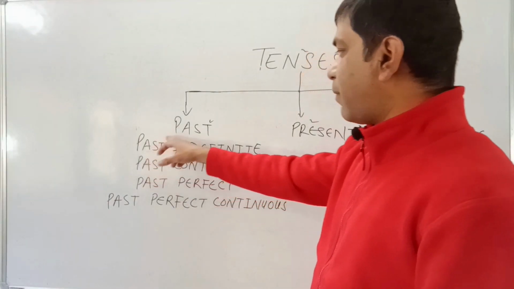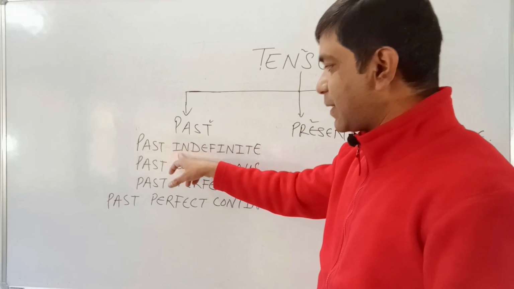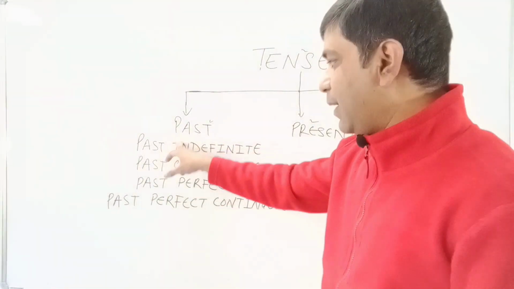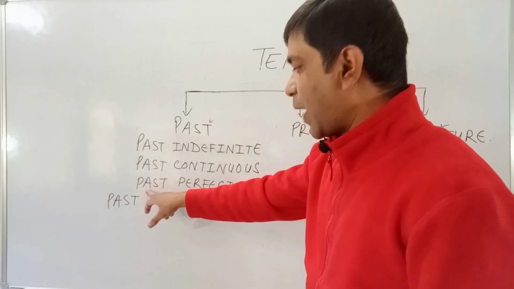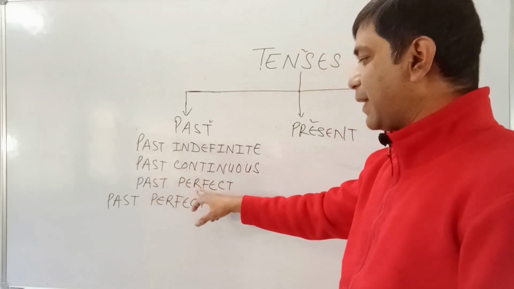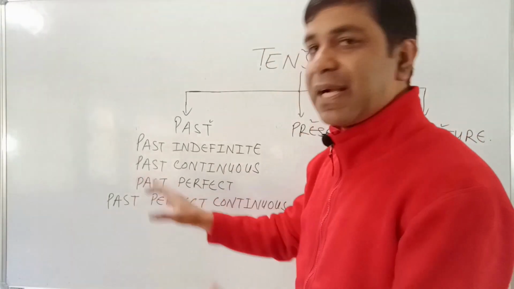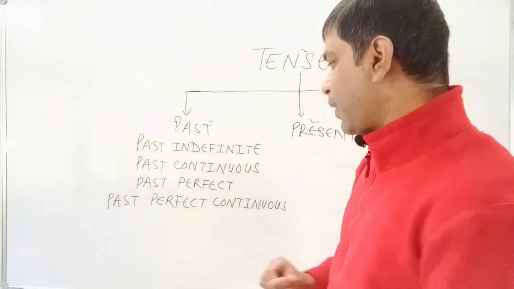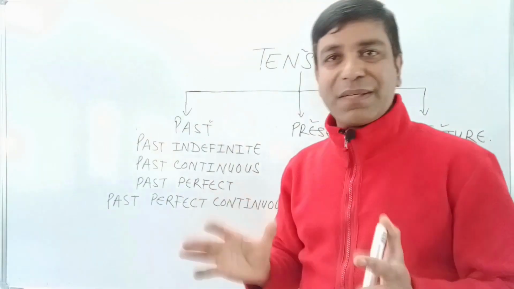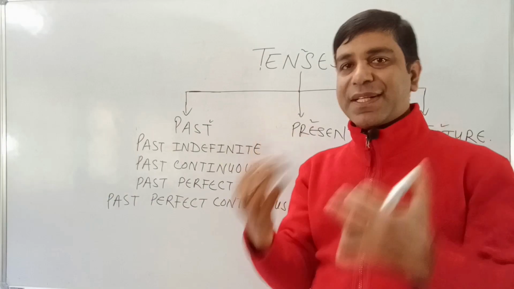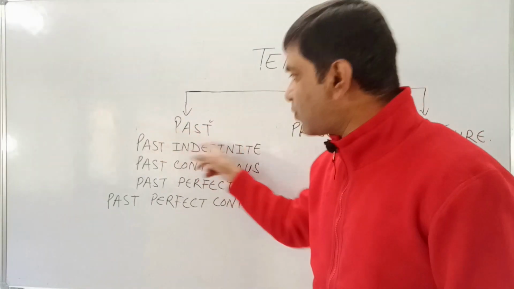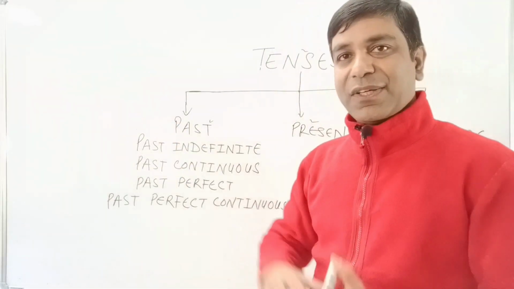So past is the name of his father and indefinite is his name. This child is also taking the name of the father, past, and then continuous. This child is also taking the name of his father, past, and then his name, perfect tense. And this child as well: past, his father's name, and perfect continuous, his name. So it is very simple to understand.